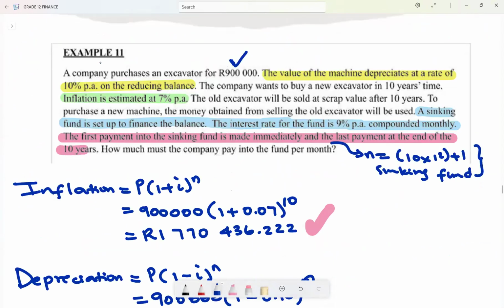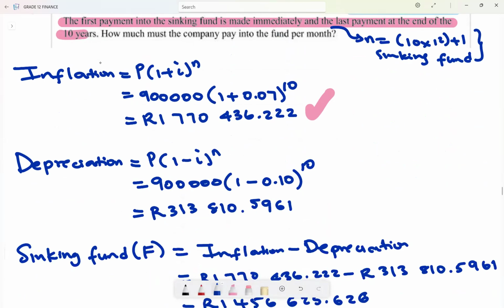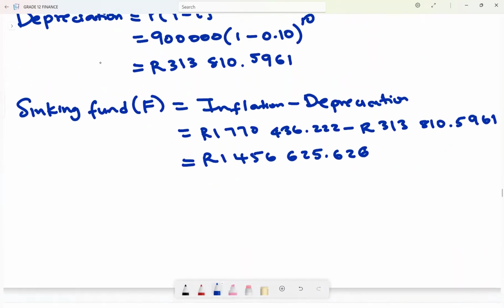So you need to do regular payments from the day you buy this one, so that at the end of 10 years and after selling it, you have something that you have saved. You collect what you have saved, add it to the money that you sold your old machine with, and then buy a new machine. So the question is, how much must the company pay into the fund?